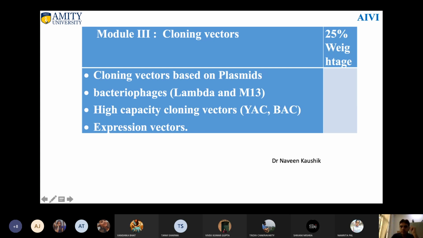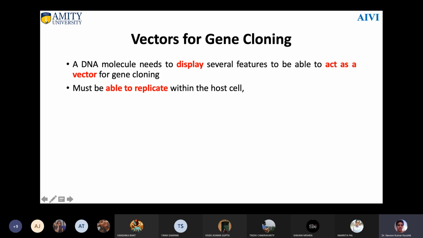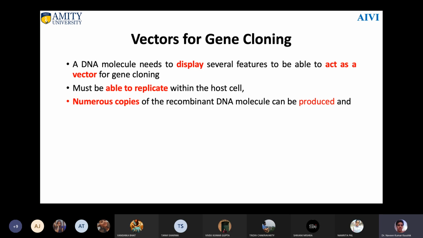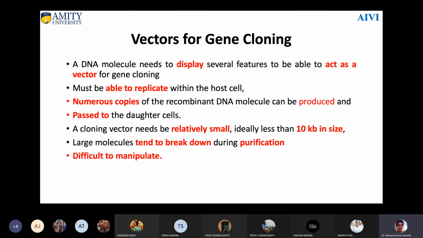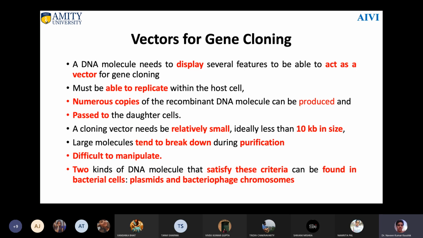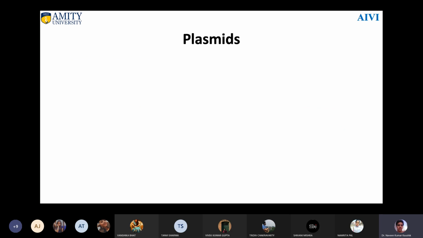So now coming to our module, the cloning vector, and some of the features of the cloning vector that we talked about, the characters they should have. Mostly the most important characters are that they should self-sustain, they should carry, and they should be recognizable also, which means you can find them. So these are a few properties they have.